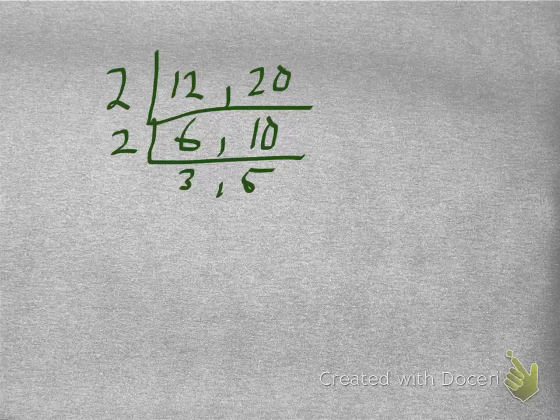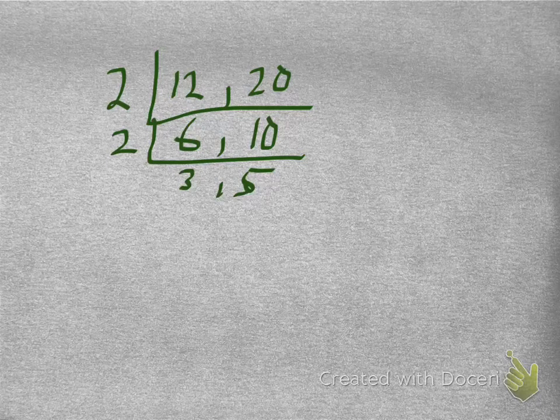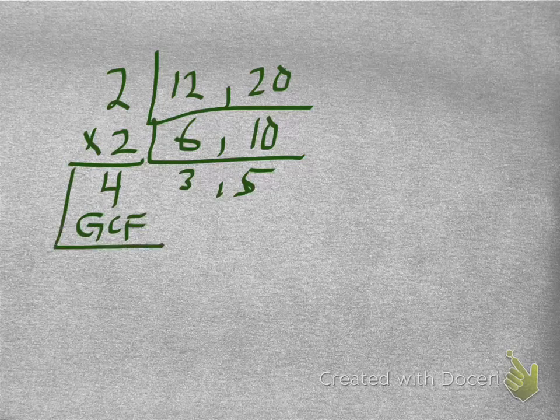Now, does anything go into 3 and 5? No, nothing goes into 3 and 5, because they're both primes. So now what you do is you take all the numbers that you divided out, which are the two 2's, we multiply them together, and this 4 is the GCF. And now, without having to write out all those factors or risk missing something, I have the GCF.